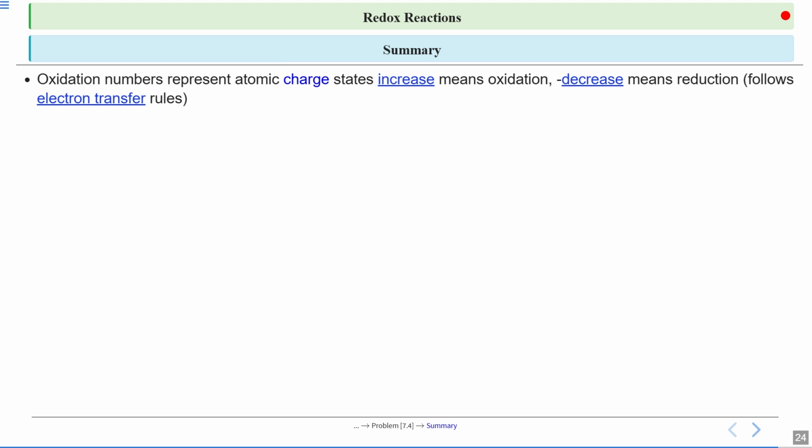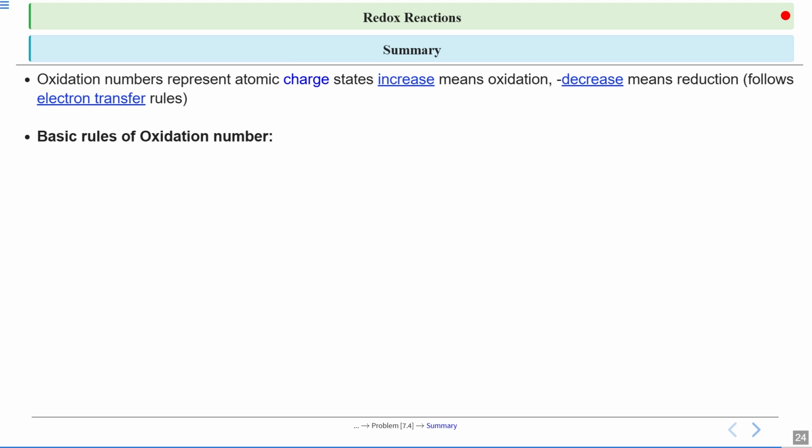Now, the conclusion, or the summary: oxidation numbers represent the atomic charge states. Increase means oxidation, decrease means reduction, following the electron transfer rule. That means if there is a change in the oxidation number, and if the oxidation number is increasing, that means it is oxidation. If it is decreasing, that means it is reduction.